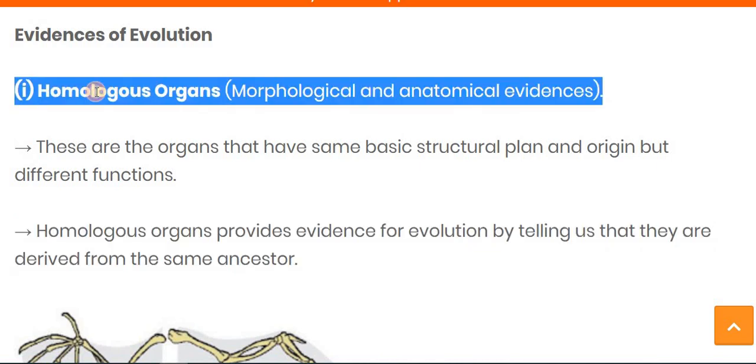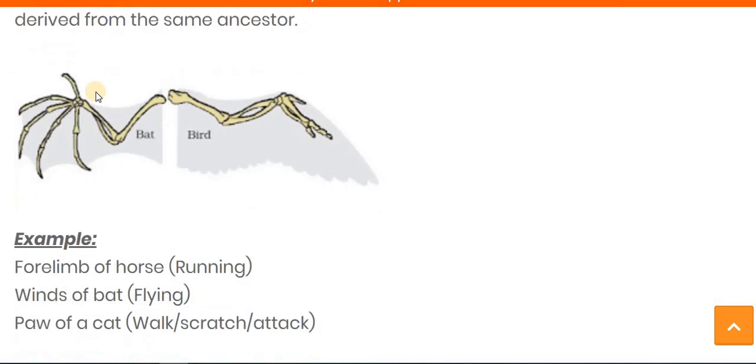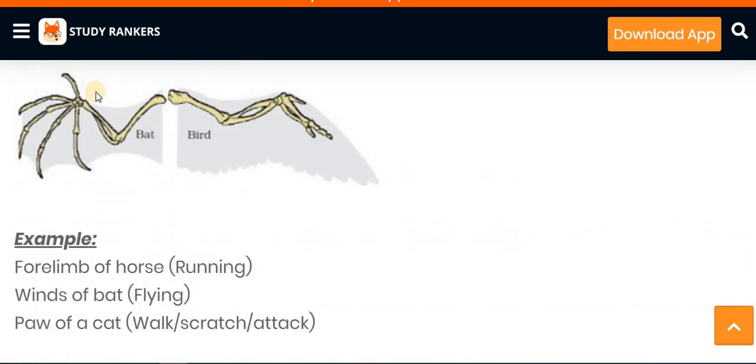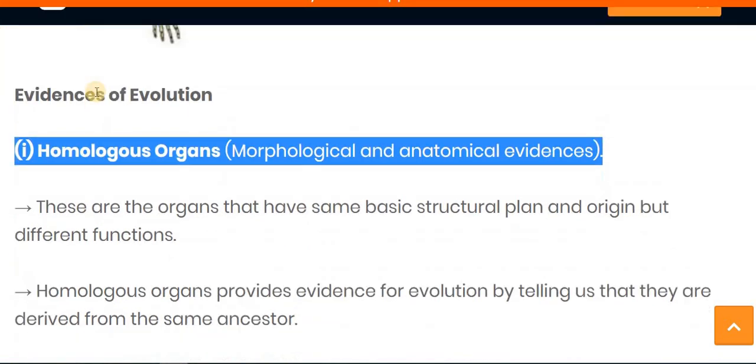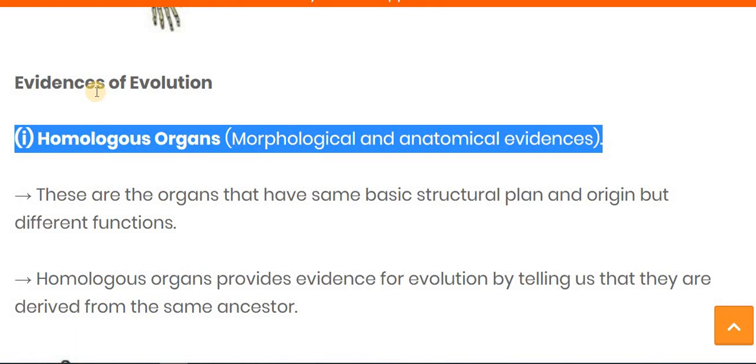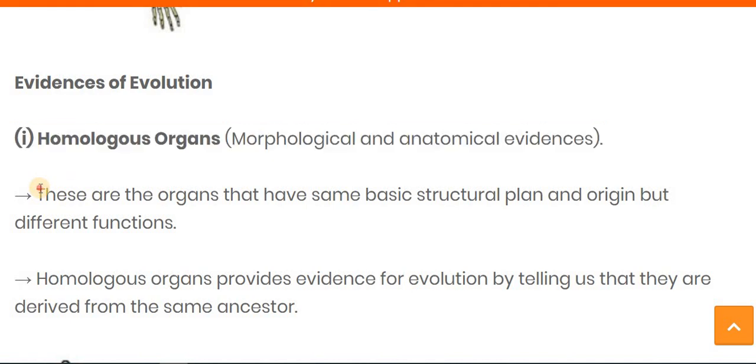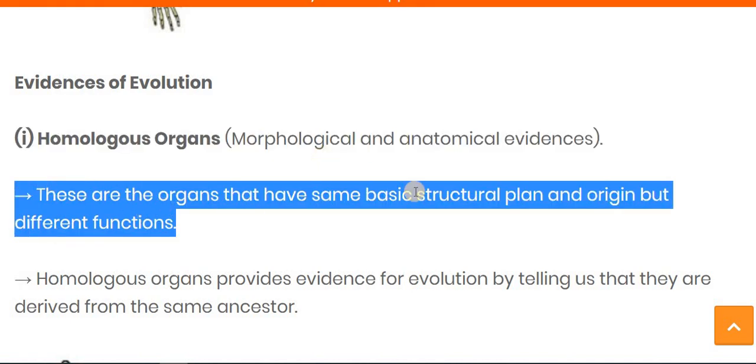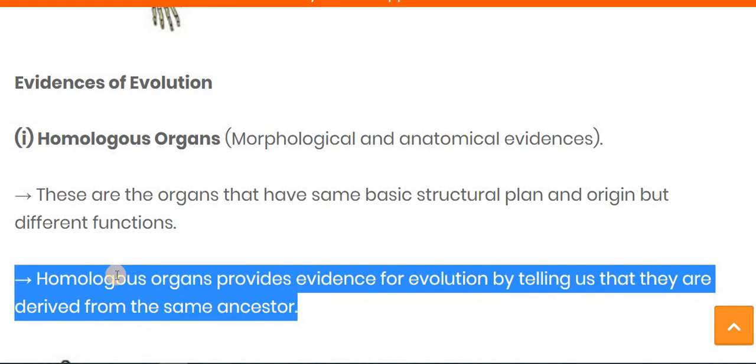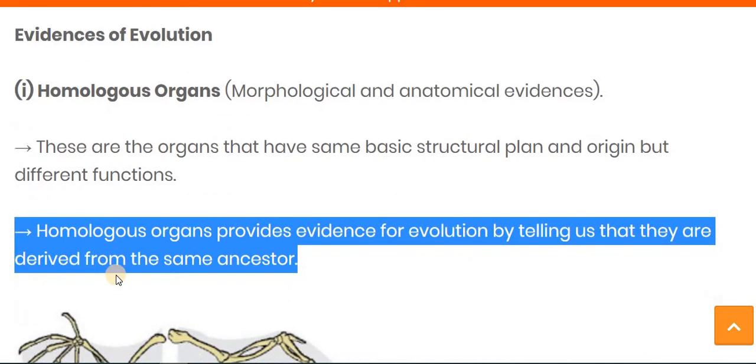If I ask you to write a short note on homologous organs and analogous organs, then in homologous organs the function is different, but the structure is the same and their origin is also the same. So we can write that these are organs that have the same basic structure, plan and origin, but perform different functions. And homologous organs provide evidence for evolution by telling us that they are derived from the same ancestor.